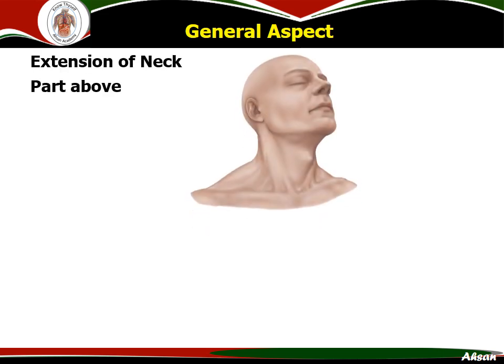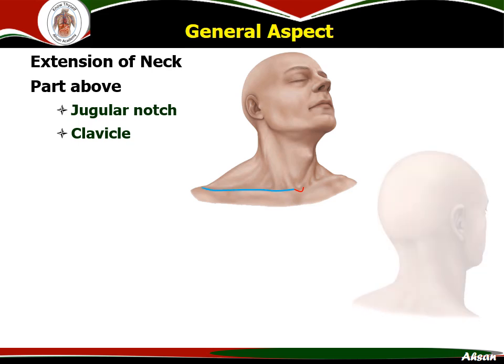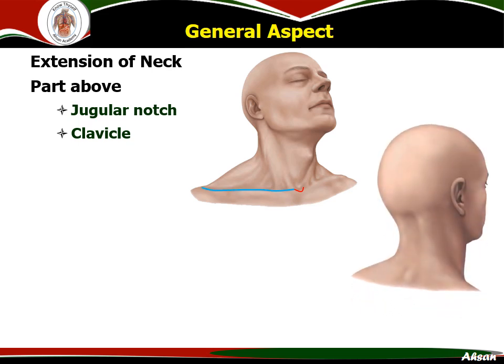The neck lies above a line. If we draw it joining some features like the jugular notch, you can identify here in this red marked area, then we can follow the clavicle to the lateral end. If we see from the back, we can see the vertebral prominence. This is the spine of the seventh cervical vertebra. Then if we connect these two parts, the lateral end of the clavicle and this prominence, this total line is the lower limit of the neck.